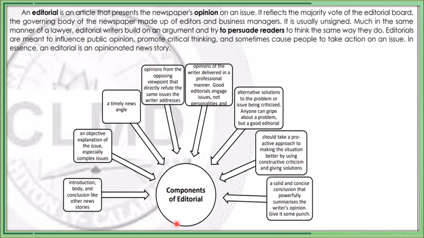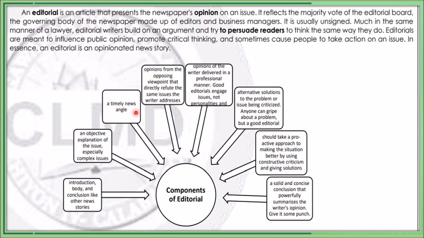Now, what are the components of an editorial? These are the components: introduction, body, conclusion, like the other news. Okay? So, take note, meron siyang introduction, meron din siyang body, at may conclusion. Katulad ng ibang news stories. Okay? Then, an objective explanation of the issue, especially complex issues. So, there is an objective explanation about some big issues.